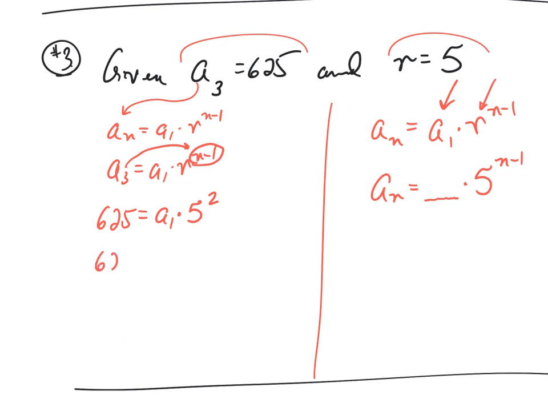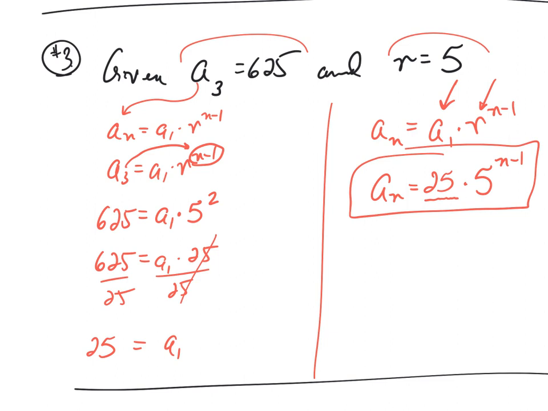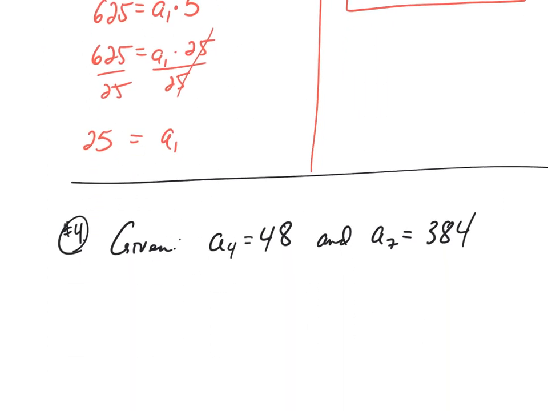So I just have to do a little bit of work. 5 squared is 25, and to get rid of times 25, I'd divide by 25. So a1 is equal to 625 divided by 25, which turns out to be 25. And so my entire equation for the geometric sequence then would be a sub n is equal to 25 times 5 to the n minus 1 power. Okay? And we're going to do one more.